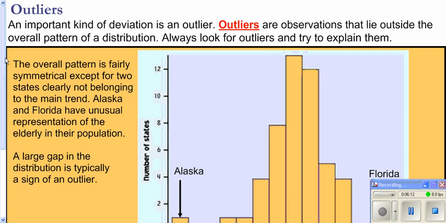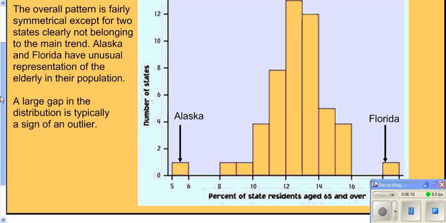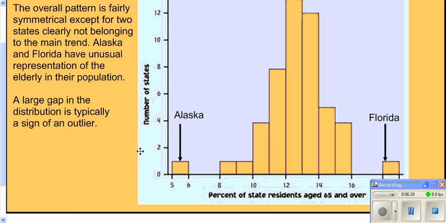Now, outliers are observations that are significantly different than all the other pieces of data. So as we look here, in this case, we're looking at states with residents over the age of 65. We really have two outliers. We have Alaska. Alaska's not necessarily a high retirement location. And then we have Florida, which is where a lot of people like to go and retire. So we have two outliers in this piece of data.